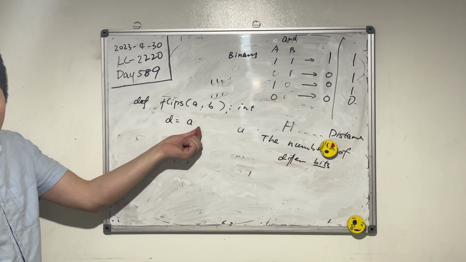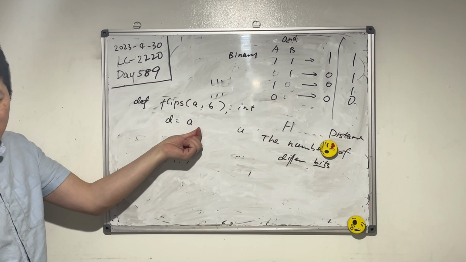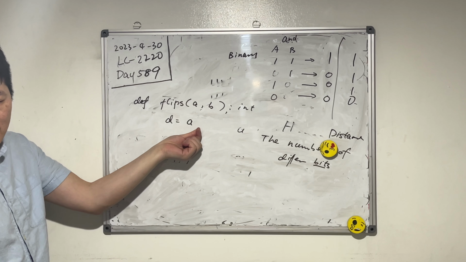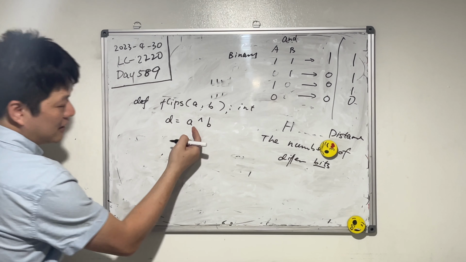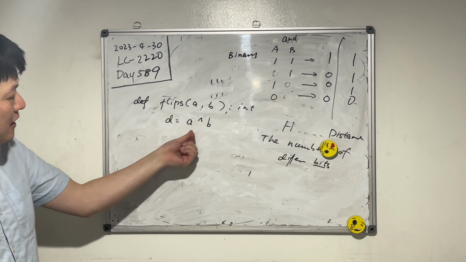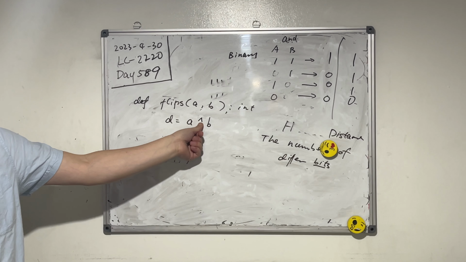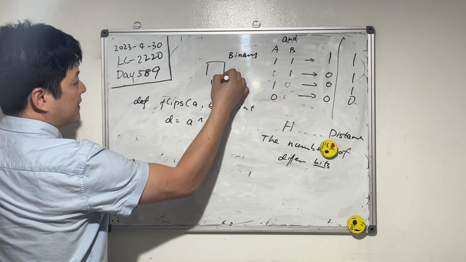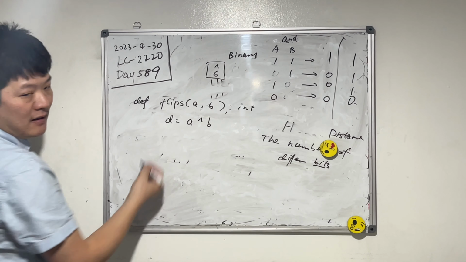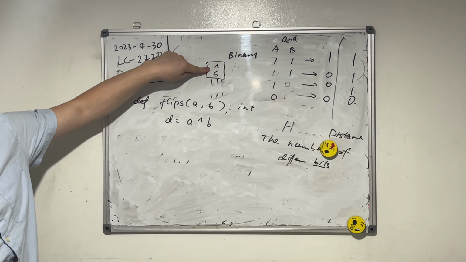How do we represent the exclusive OR in Python? Exclusive OR, XOR. That's good, but we use this symbol. What's this? This is the symbol above the number 6, okay? So 6 here, right? Yeah, okay? This is the exclusive OR.